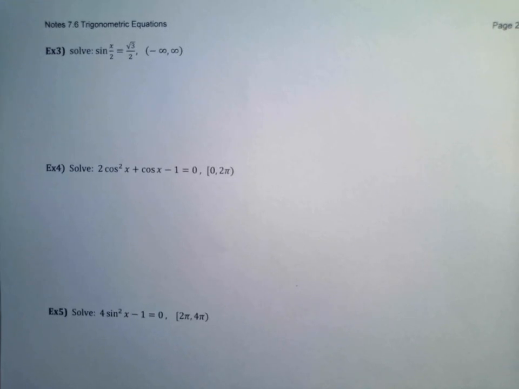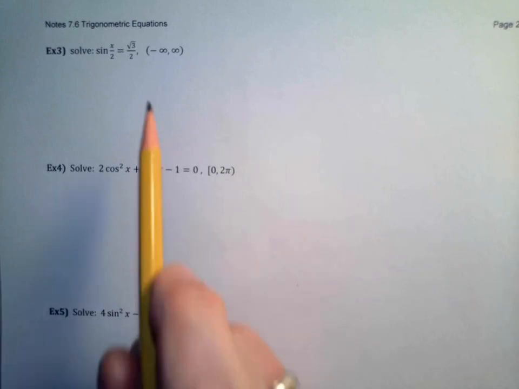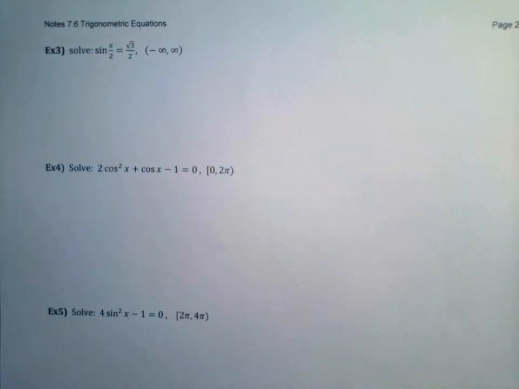All right. So we are solving sine of x over 2 equals square root of 3 over 2, and we're asking you to give all possible solutions of this one. So you might pause the video and try doing this on your own, see what you get.